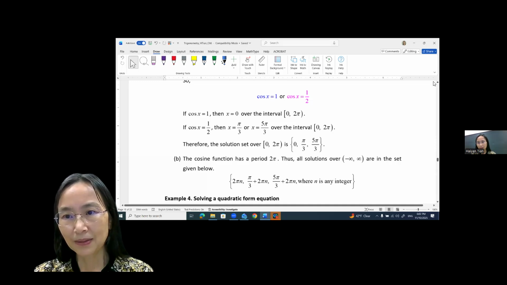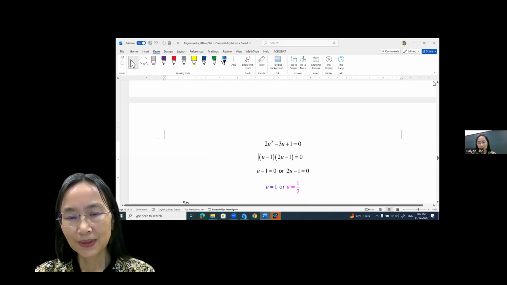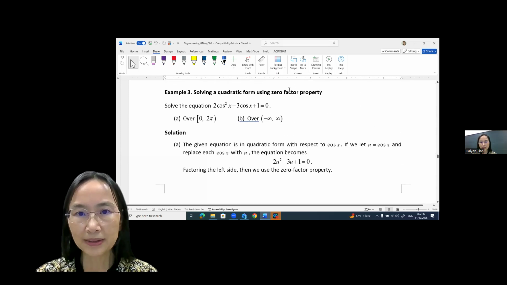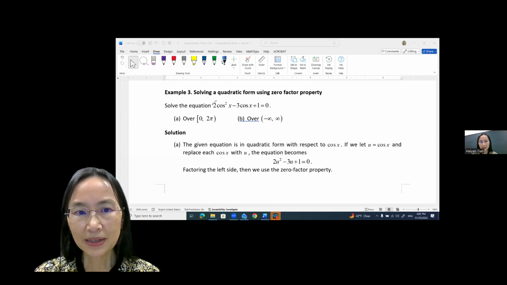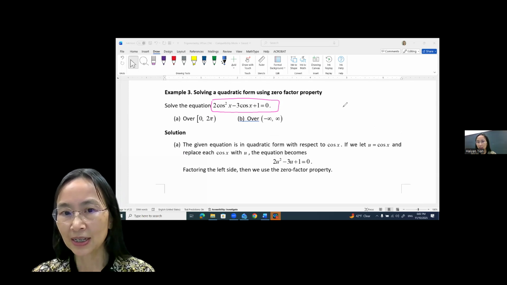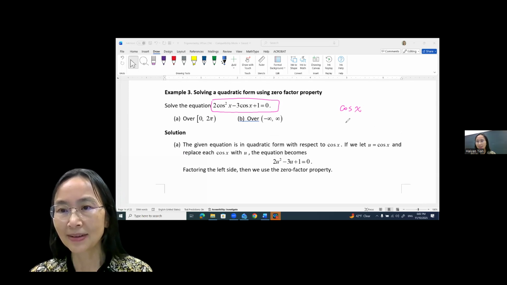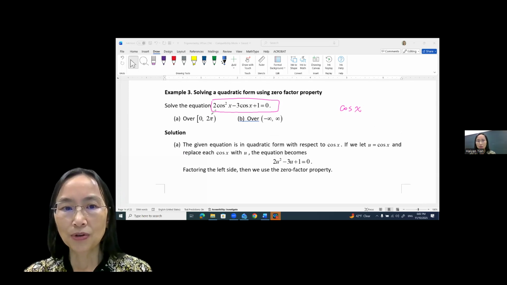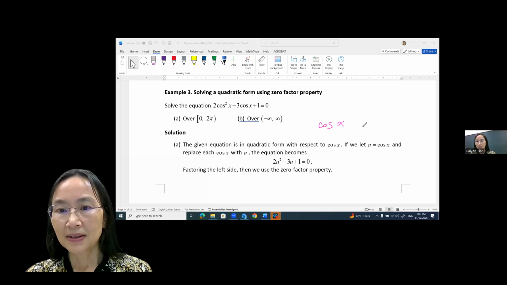So for this problem, I want to summarize. Step 1 is to recognize the quadratic form and solve the quadratic equation. This is a quadratic equation in terms of cosine x. Once you find that, then you can solve for x. Once you know cosine x is a certain number, for example, 1 or half, you can go from there to find x.